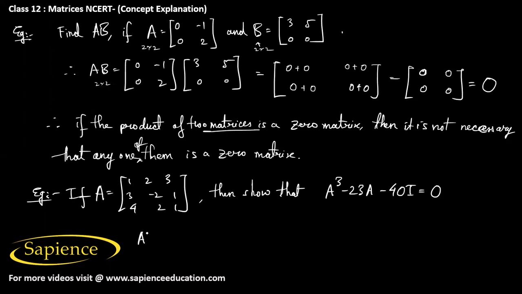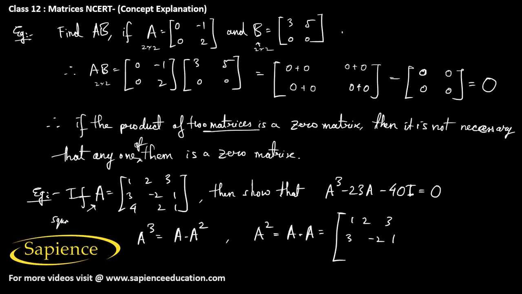So now first we need to find A cube. So A cube will be equal to A into A square. So therefore first we need to find A square. A square is A into A, A times A. So we have to take the product of the matrix A with itself. So it will be 1, 2, 3, 3, minus 2, 1. And here the matrix I is the identity matrix, which is of the same order as that of the A. Since here A is a square matrix of order 3.